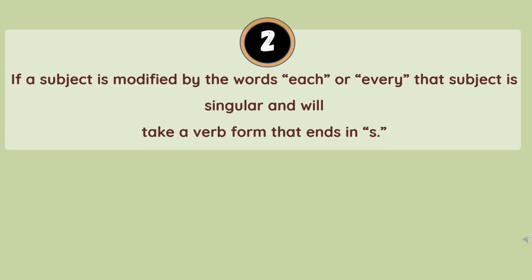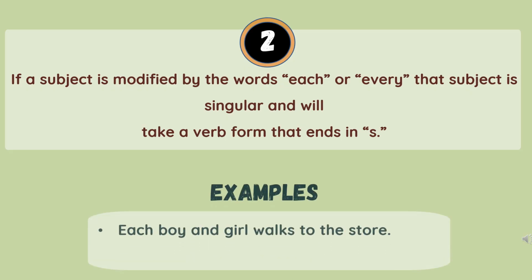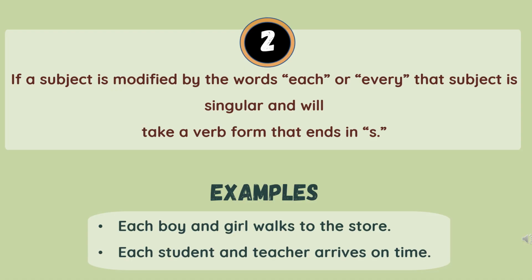Watch out for these game changers. Each and every always make the subject singular, so add S to your verb. Examples: each boy and girl walks, not walk. Every student and teacher arrives, not arrive. Even with and, these words trump the usual plural rule.